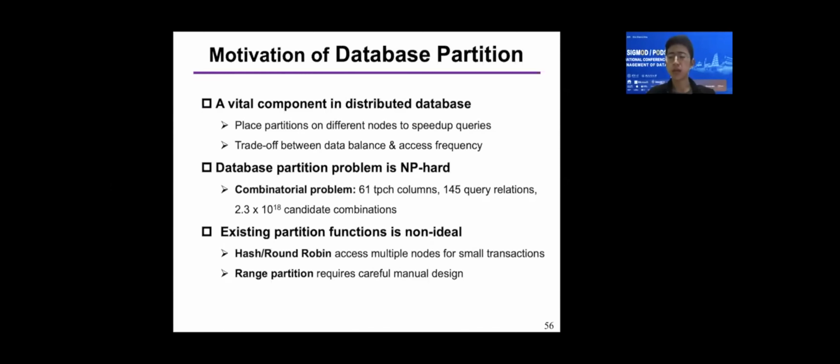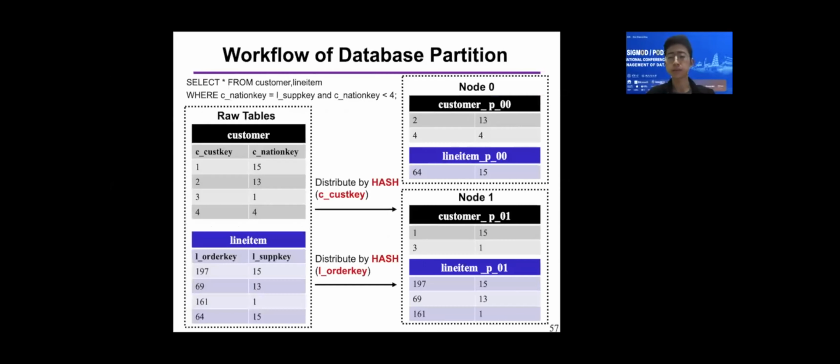It needs to enumerate many different columns, and the candidate combinations can be very huge. And finally, the existing partition functions like hash or round robin are too simple to process complex transactions, and the range function requires careful manual design.